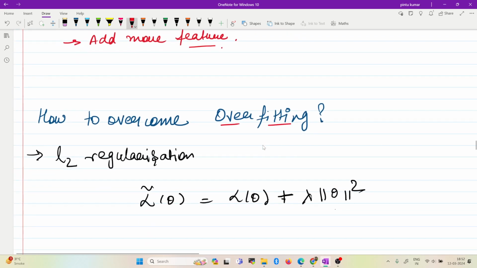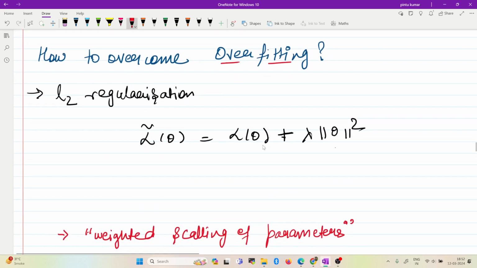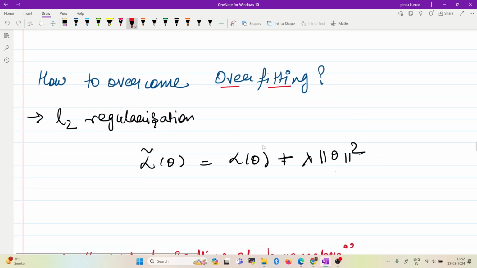Now the main focus would be on how to overcome overfitting. For that, there were a few methods that were discussed in this week's content. So we will look at those methods. The first one is known as L2 regularization. I'll very briefly go over all these things.